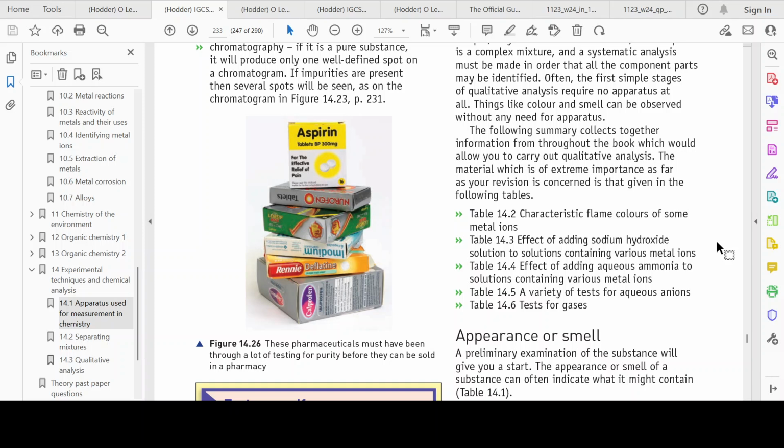Then table 14.3 is the effect of adding sodium hydroxide to solutions containing various metal ions, and then you get a colored precipitate or not, and does it dissolve in excess or not. Then you've got table 14.4, which is the effect of adding aqueous ammonia to solutions containing various metal ions, again whether it gives a precipitate or not, what's the color of the precipitate, and whether it dissolves when you add excess aqueous ammonia. We've done this in earlier chapters, but they've summarized it and brought it back all over here, and this is stuff that you need to know, especially for P4. But it can be in P1 and P2 as well.